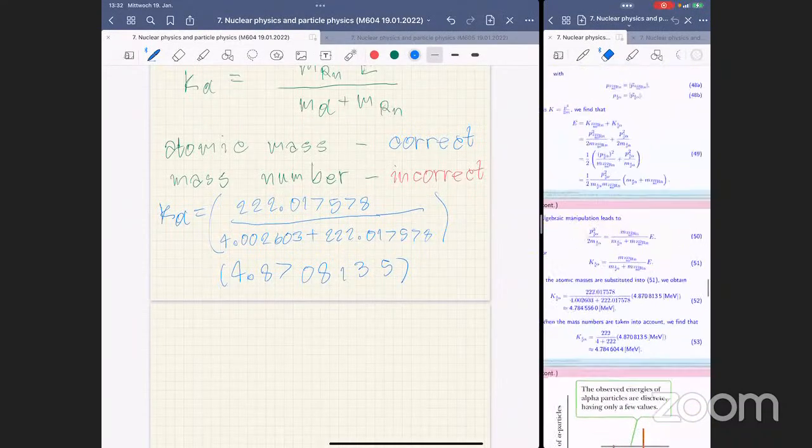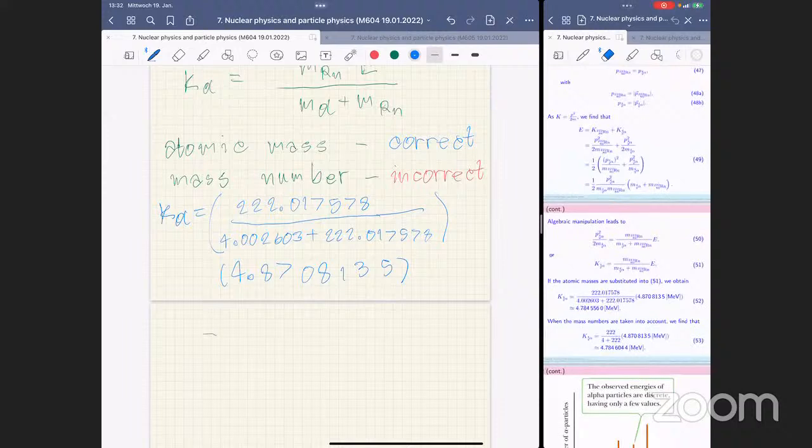This one is equal to 4.784 and 5560. The unit of the energy is mega electron volt. Okay, that's the correct way, as I said here, the correct way.